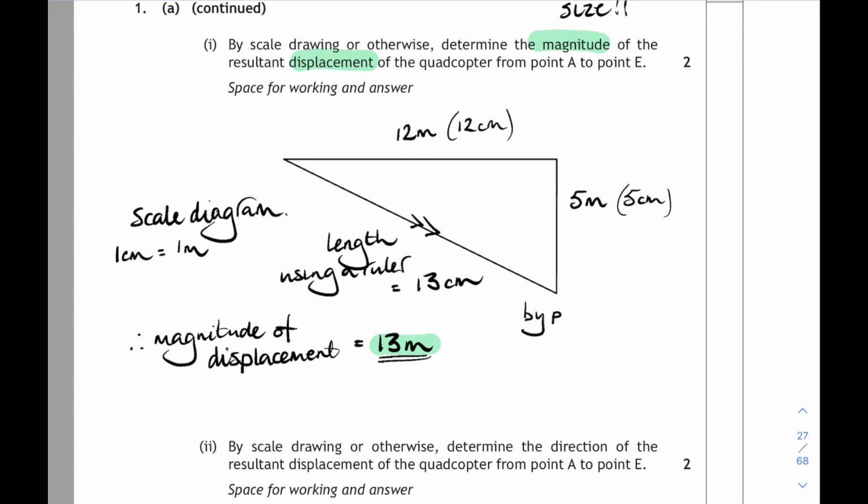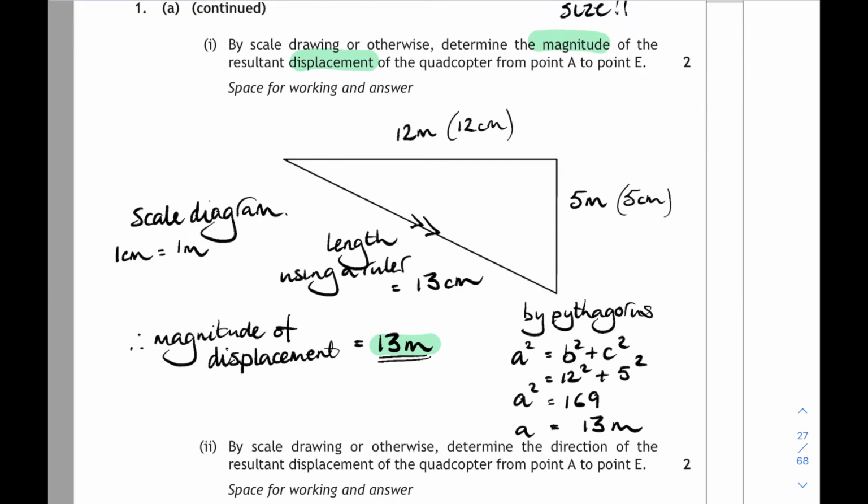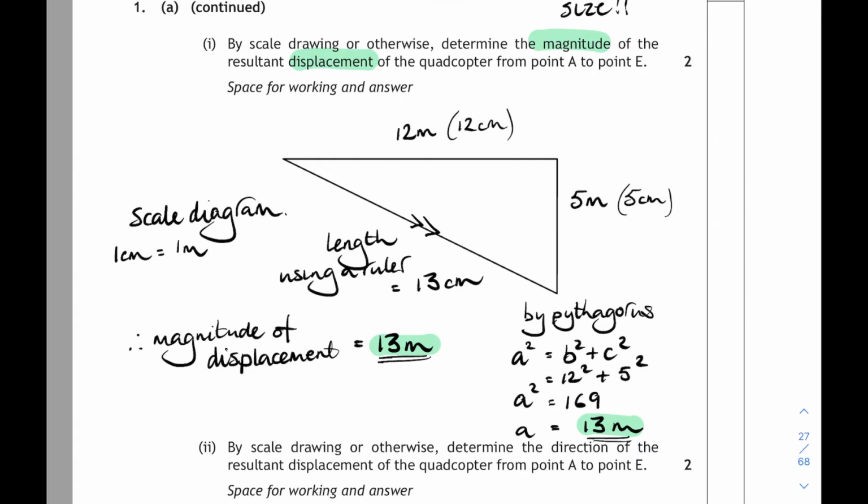And if you want to do it using the Pythagoras method, then don't forget a squared equals b squared plus c squared, so 12 squared plus 5 squared is 169, and the square root of that to get the length of side A is 13 metres. So you'll get the same answer with both, just take care if you're drawing a scale diagram there. That's the magnitude of the displacement, 13 metres.